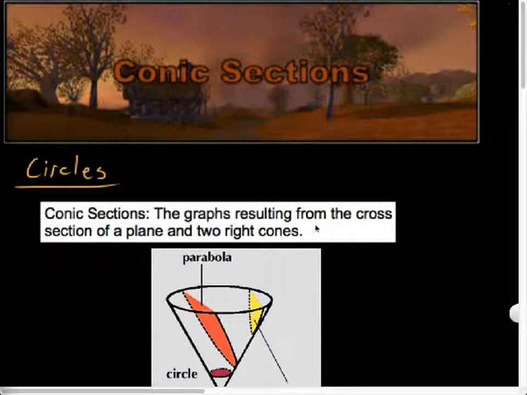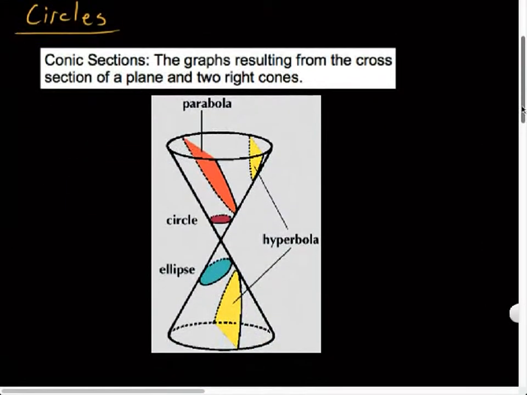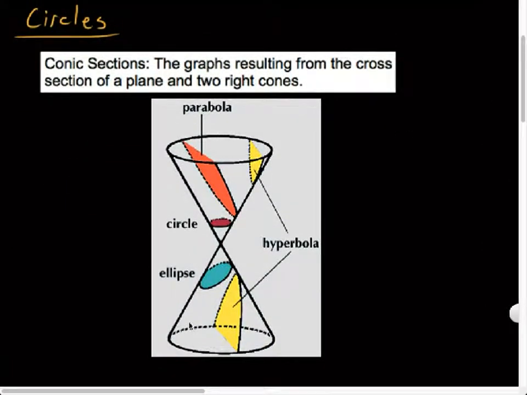It's the graph resulting from the cross section of a plane, like a horizontal slice, and two right cones. So let me show you this little picture to explain this a little bit for you. Imagine I've got two right cones having their vertices touching like so. If I do a horizontal swipe, whooshing, I would get a circular shape, Fruit Ninja style. If I swipe at a little bit of an angle, that circle is now going to be like an oval shape, and that's called an ellipse.